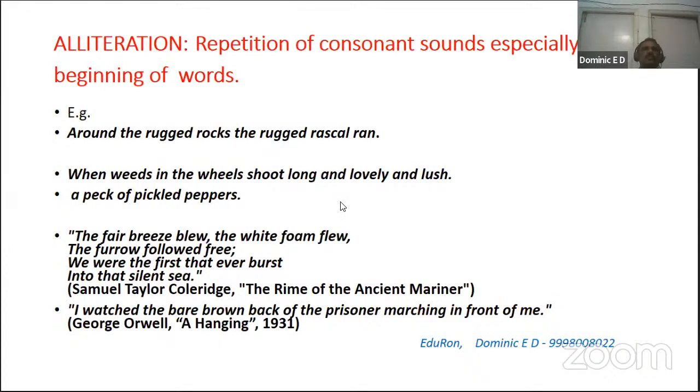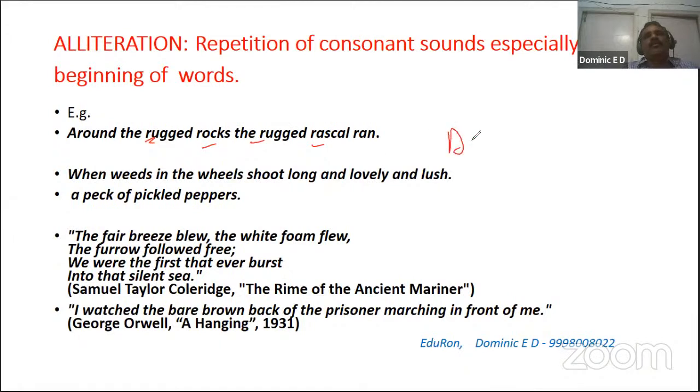Next one is alliteration. Alliteration is a repetition of consonant sounds, especially in the beginning of words. I don't mean letters, I mean a consonant sound is used repeatedly in different words on the same line. Then that will be alliteration. Around the rugged rocks, the rugged rascal ran. The R sound is used throughout. So this is an example of alliteration.